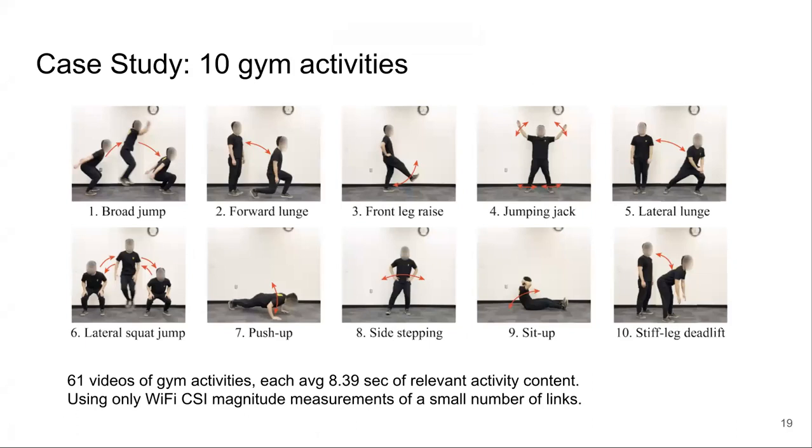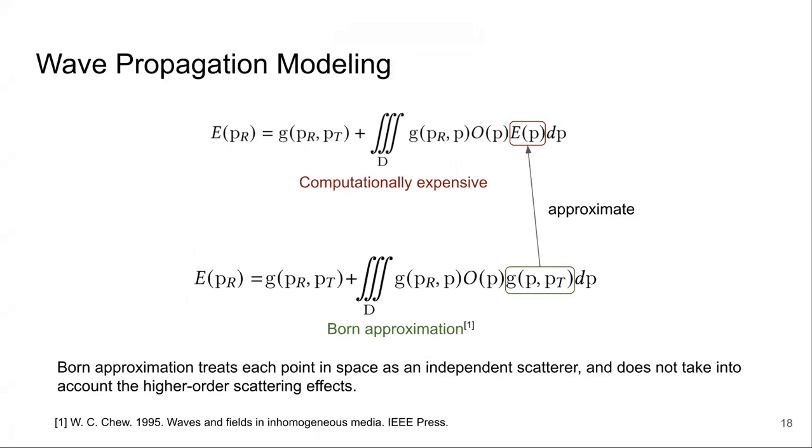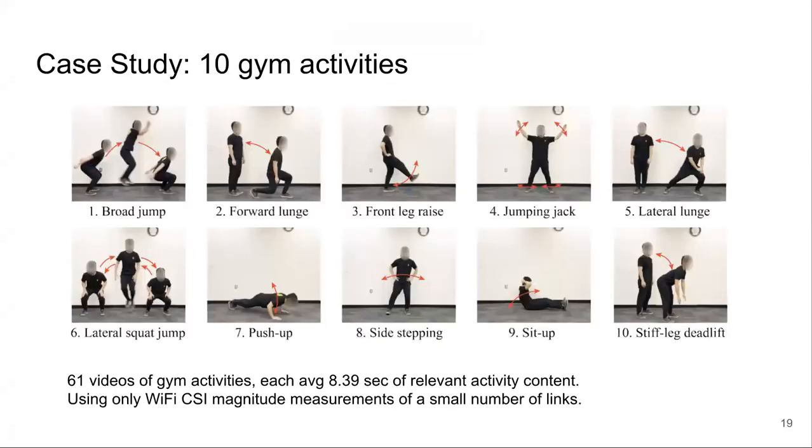Now that we have introduced the RF signal wave propagation modeling, the next step is the case study. The authors focus on 10 gym activities, including broad jump, forward lunge, and so on. They collected a training video dataset from YouTube consisting of 61 videos of gym activities, each containing an average of 8.39 seconds of relevant activity content.